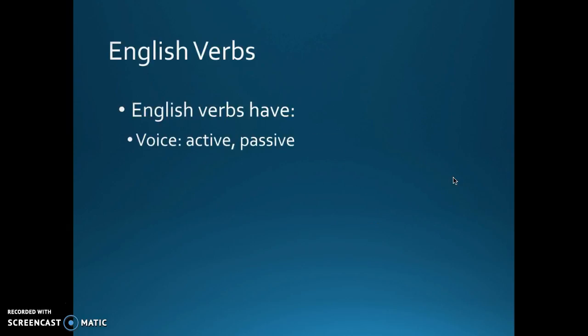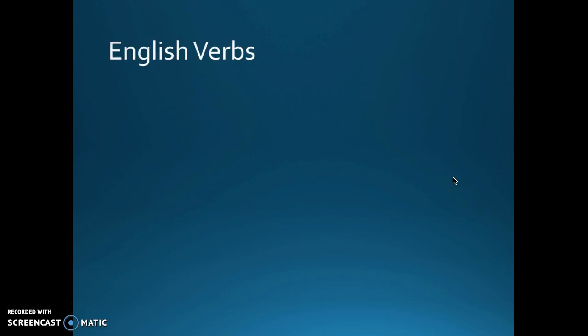In English, verbs have voice. They can be either active or passive. In an active verb, the subject is doing the action. Jane hit the ball, so Jane is actively hitting the ball. Or Jane was hit by the ball is when the subject is receiving the action. So a passive voice. And all of these are going to show up in Greek. So that's why we're covering these English verbs once again.